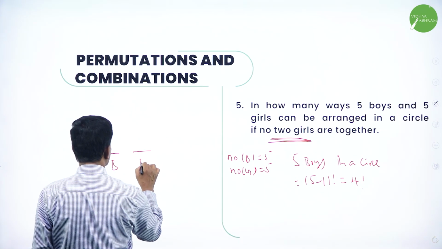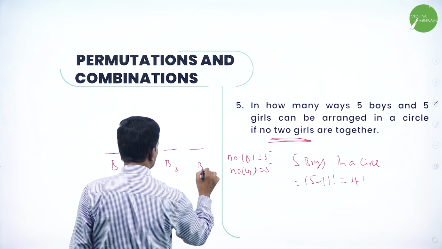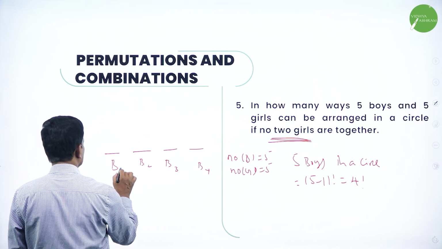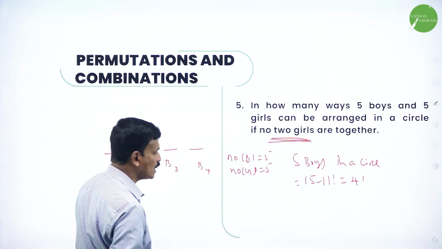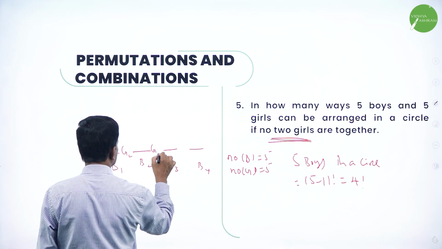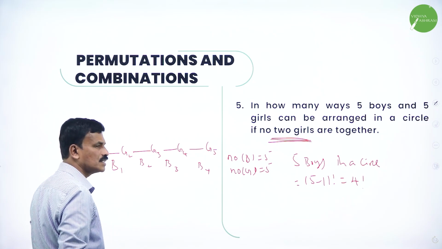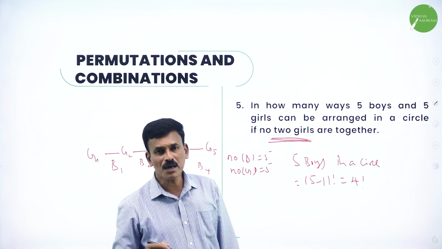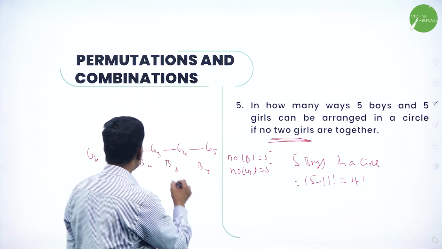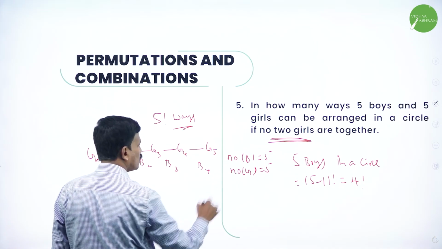B1, B2, B3 and B4. Right. B1. So, in the gaps we can arrange G1, G2, G3, G4 and G5, the girls, like this. So, therefore, in the gaps we can arrange the girls in 5 factorial ways. That's it. Now, multiply these two.